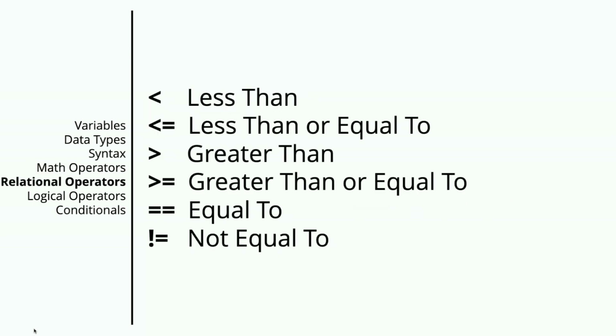Okay, and then we have relational operators. So relational operators allow you to compare two different values, and then they allow you to write conditionals or check if a certain condition is true. So we have less than or equal to, which is the caret with the equal sign, greater than or equal to. And then if you want to see if two values are the same, it's just a double equal sign, and if they're not the same, it's an exclamation mark and an equal sign.